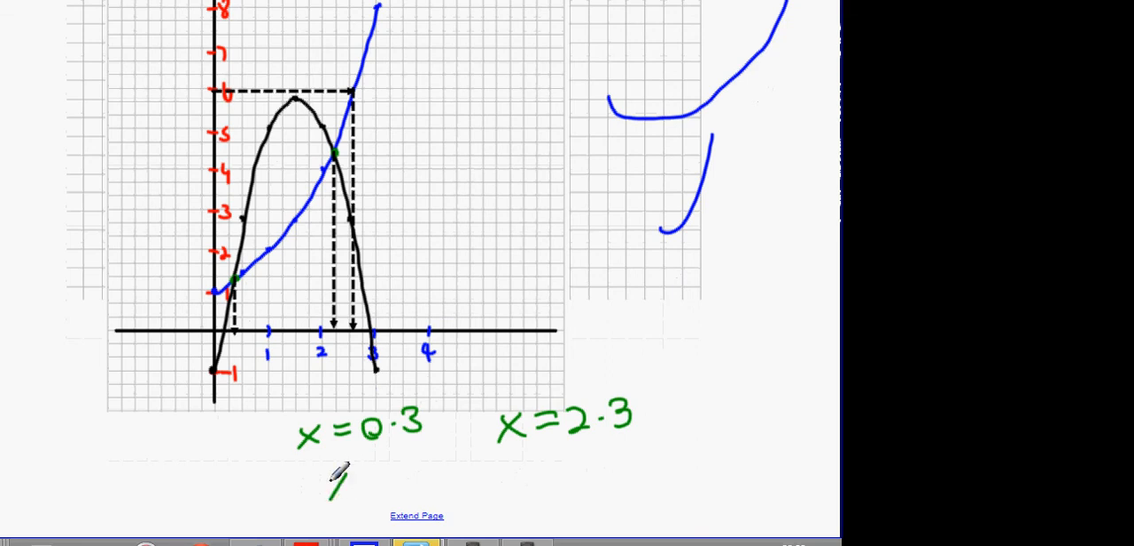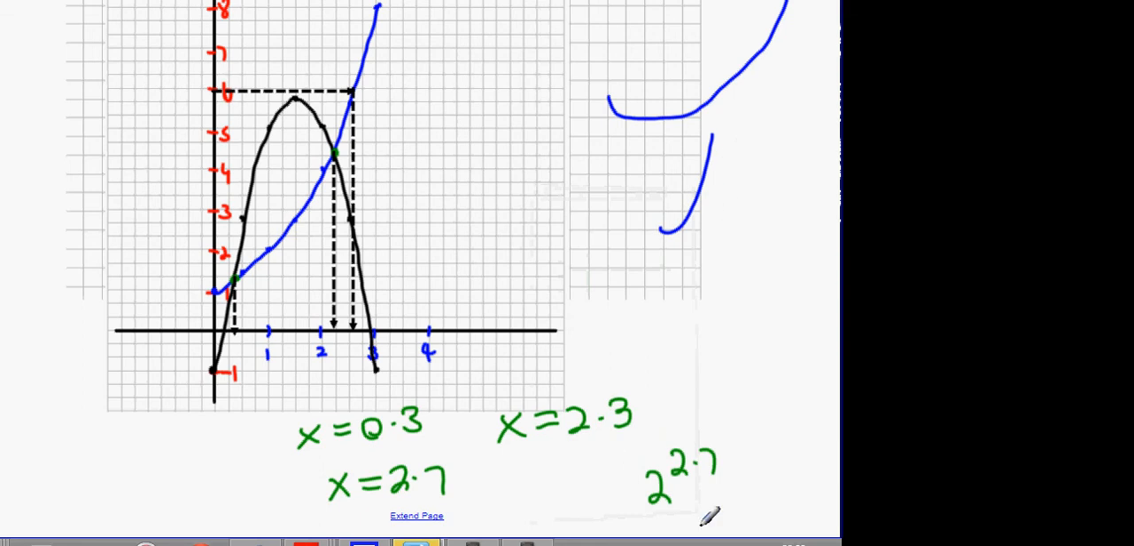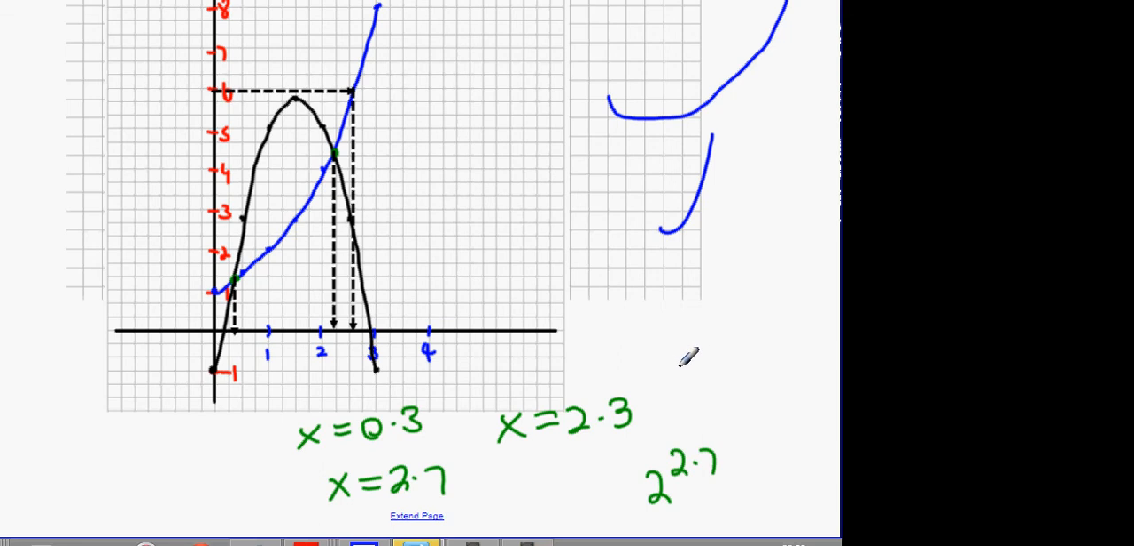Do you know how you could check your answer? What's 2 to the power 2.7? Anybody? 2 to the power 2.7? 6.4. It's just slightly off, isn't it? But close enough. So x equals 2.7.